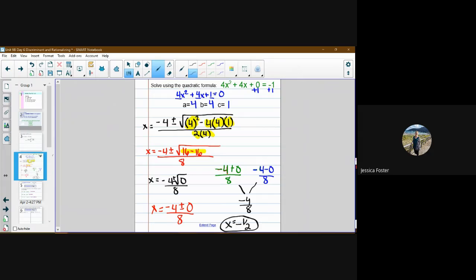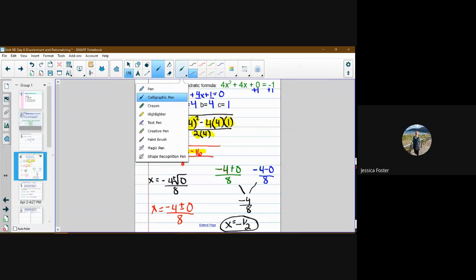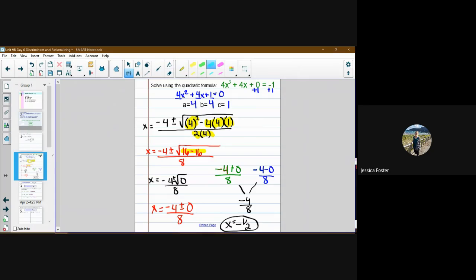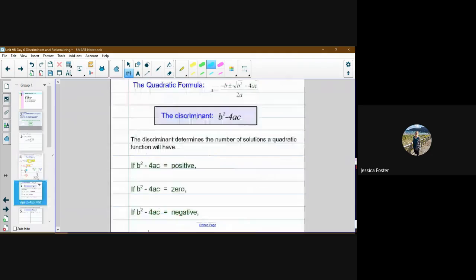So as soon as we got to the point right here, where I knew that we're going to take the square root of 0, I could tell you that we're going to just have one solution. And that's because this discriminant is based off of what is underneath the square root in our quadratic formula. It's that b squared minus 4ac. Depending on the value of that, that's going to determine how many solutions we have.